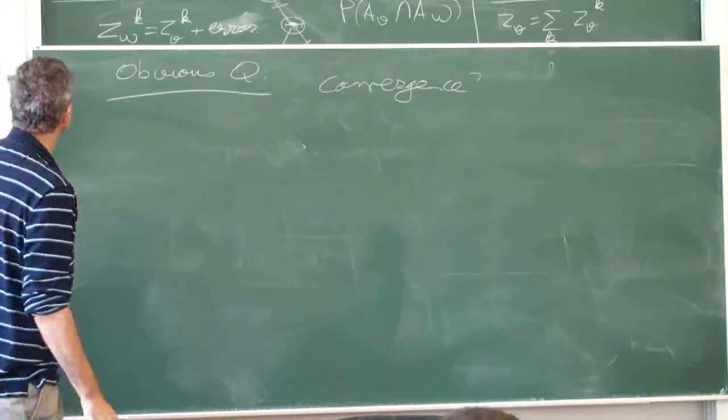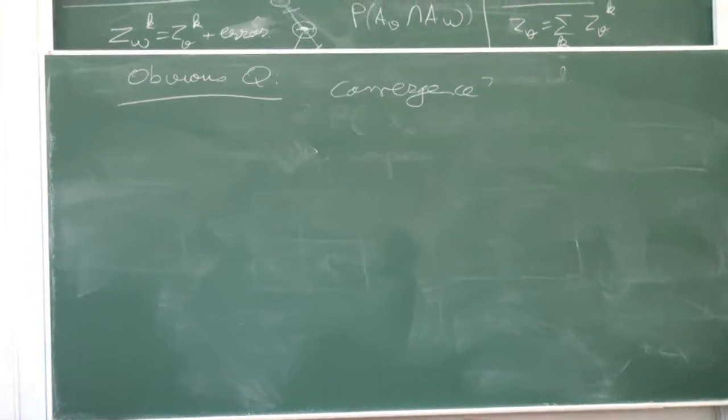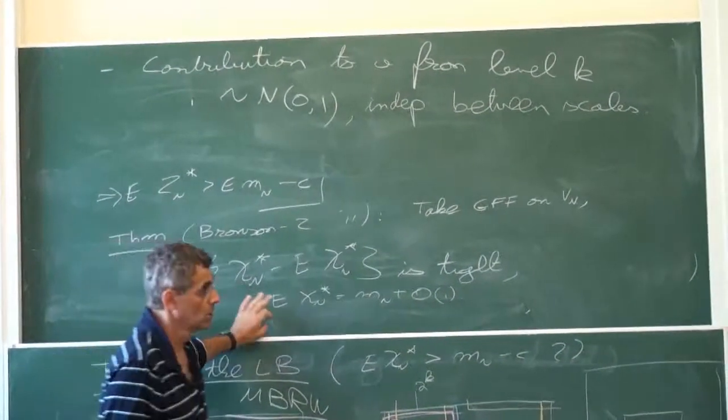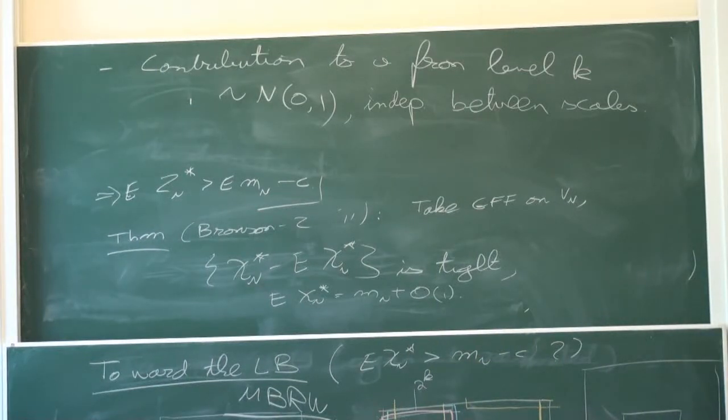Namely, does this quantity that I wrote here converge in distribution to anything? And this is completely open, and the techniques I have discussed so far give you essentially nothing on that.